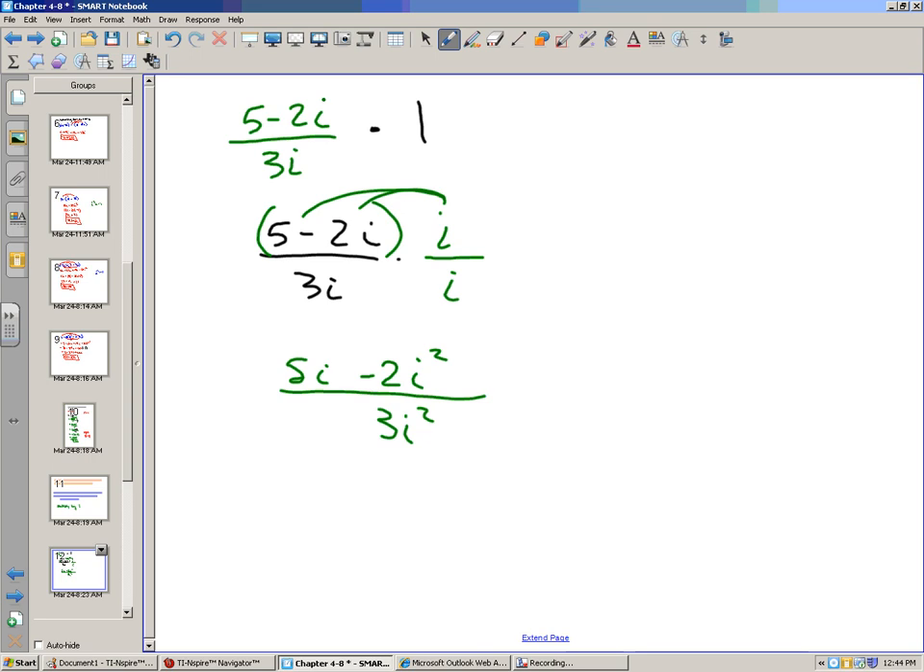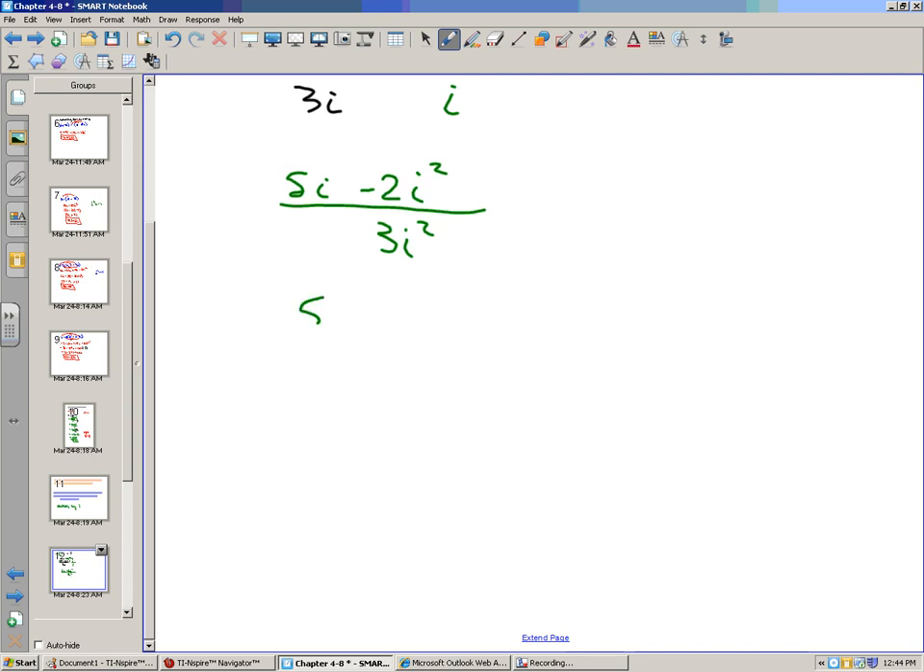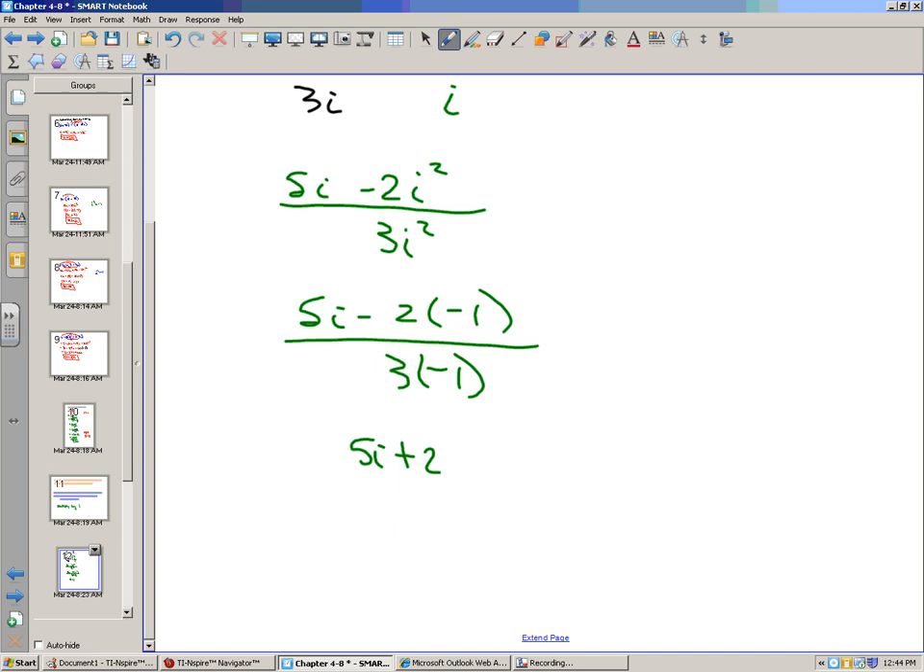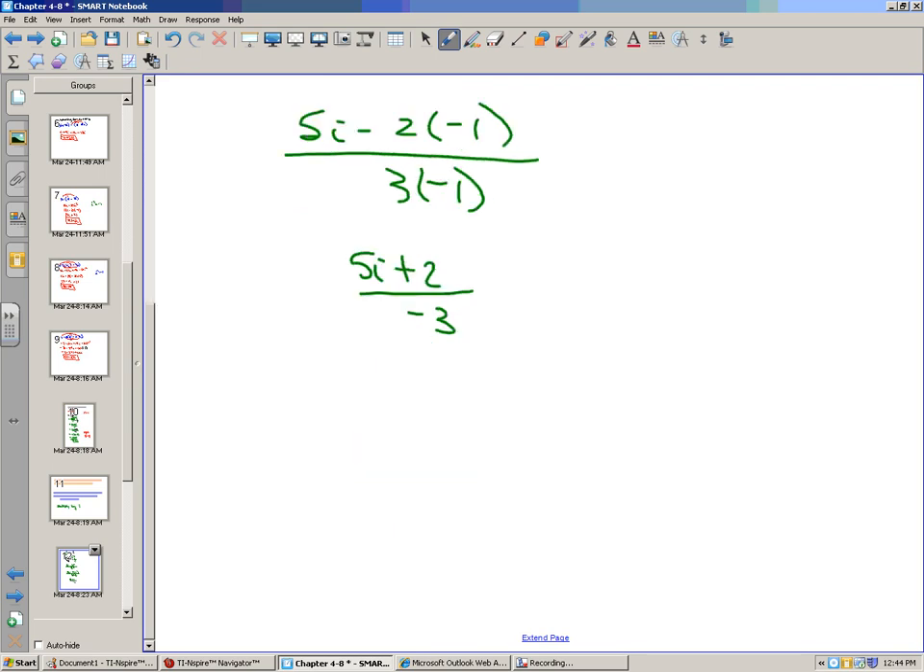Now what? The i squared is equal to negative 1. 5i minus 2 times negative 1, 3 times negative 1. So what does that top become? All over negative 3. Do I like that? No. So how should I rewrite it?